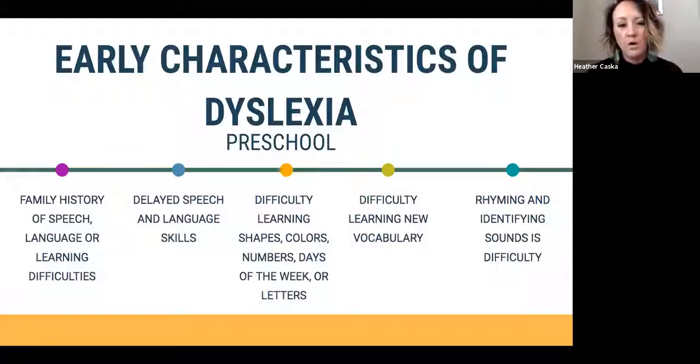Another question, we have one more poll for the SLPs. And even if you're an SLP student, how many of you currently have children on your caseload that you're not necessarily treating for dyslexia, but for speech and language, but they also struggle with reading and writing?